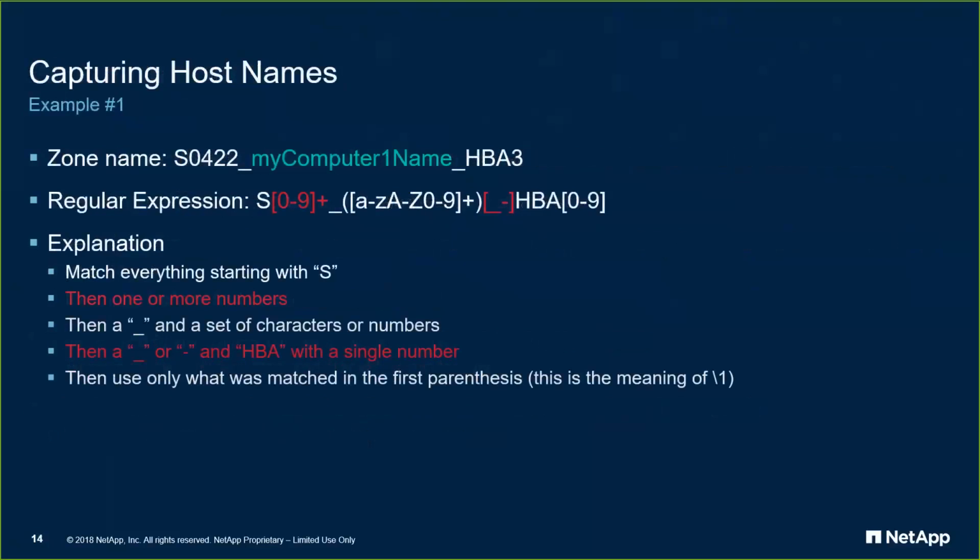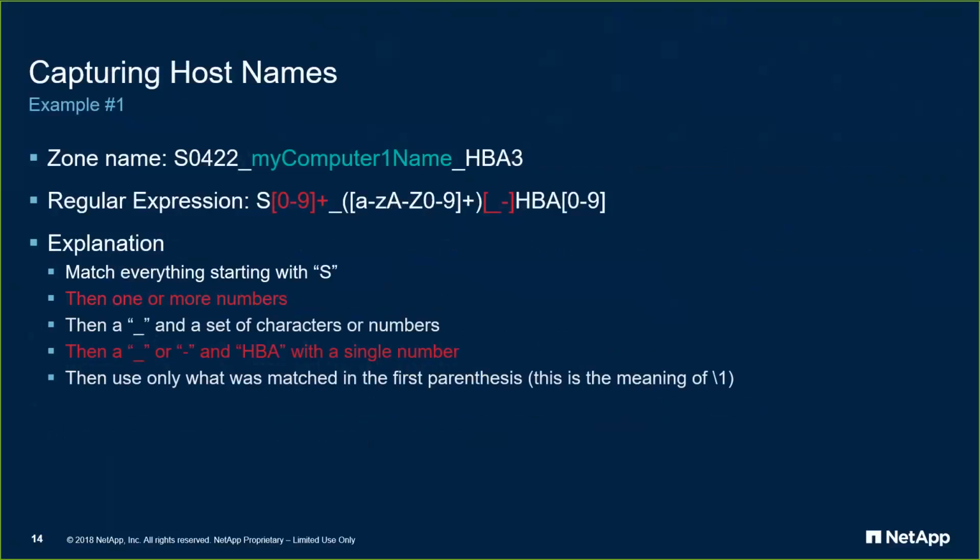We've got a zone name up top, S0422 underscore my computer 1 name underscore HBA3. So what I've highlighted in green, this is our host name. All 4 of these examples, we're going to be extracting physical host names, and I've highlighted them in green. So what we need out of this entire zone alias is my computer 1 name. So below this, I've got the regular expression that we would use to capture that name.